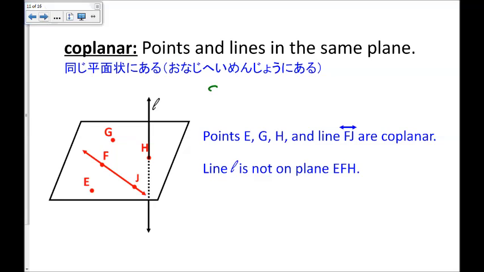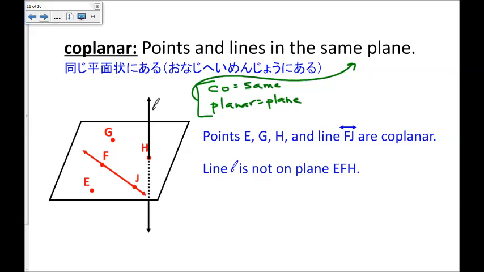Coplanar. Again, co means same, and planar means plane. Okay, so coplanar are points and lines that are in the same plane. For example, points E, G, H, and line FJ are coplanar. They are in the same plane. Line L is not on plane E, F, H.